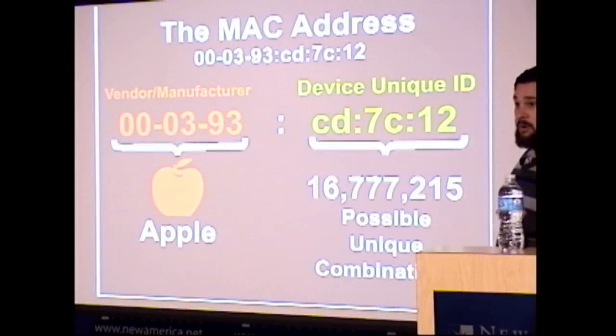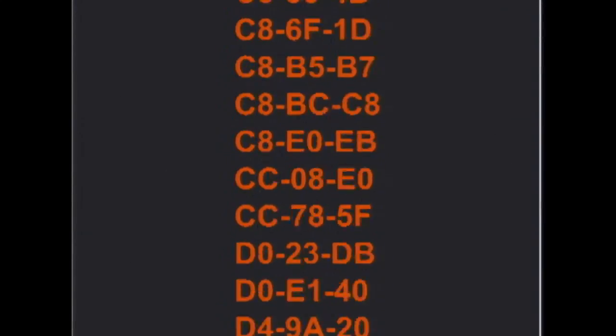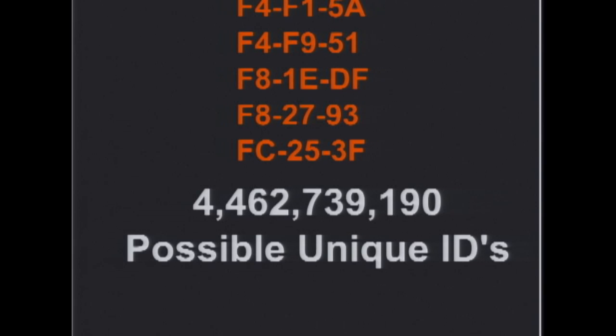They actually have a couple more vendor manufacturer numbers that they use, each with its own 16 million chips. So they have 4,462,000,000, et cetera, possible unique IDs for their devices. And this is just Apple. So this gives you an idea of every phone, every computer you ever use to connect to the internet has its own special name.